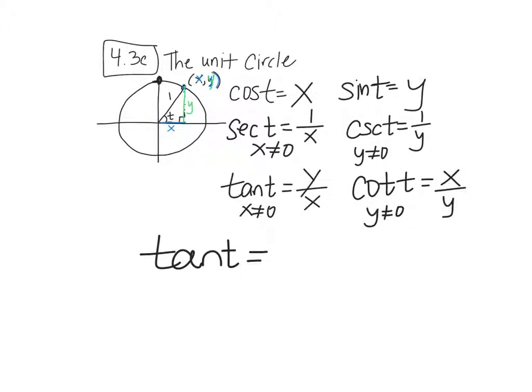We're going to learn that sine squared of theta plus cosine squared of theta equals 1. But if you look up here, tangent of t is equal to, well, what's y? Y is sine of t. What's x? X is cosine of t. Tangent of t is sine t over cosine t.